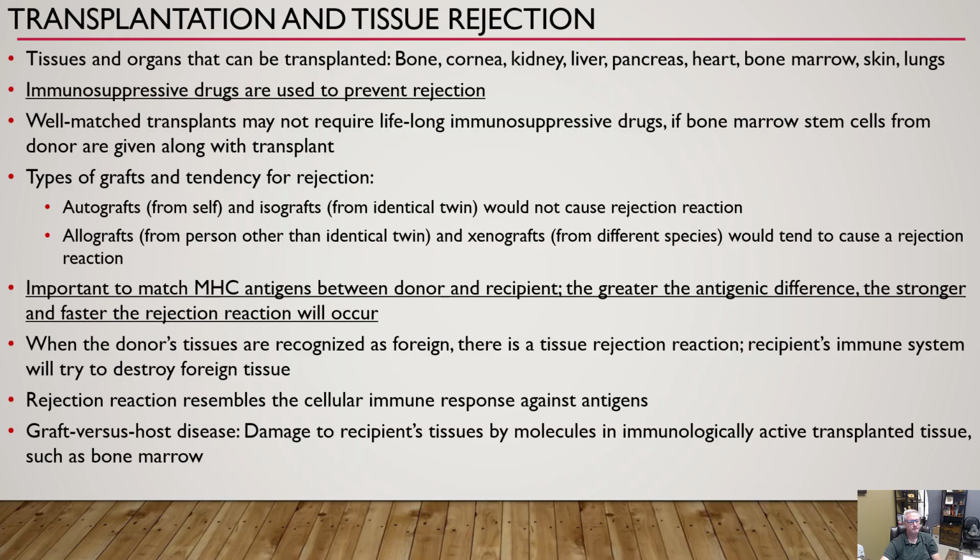All right, transplants, tissues and rejection. So transplantation, we do transplant a lot of body organs, different things. Bone, corneas, kidney, liver, pancreas, heart, bone marrow, skin, lungs, just to name a few, uterus. And afterwards, typically you're going to be on immunosuppressive drugs to prevent an antigen reaction.